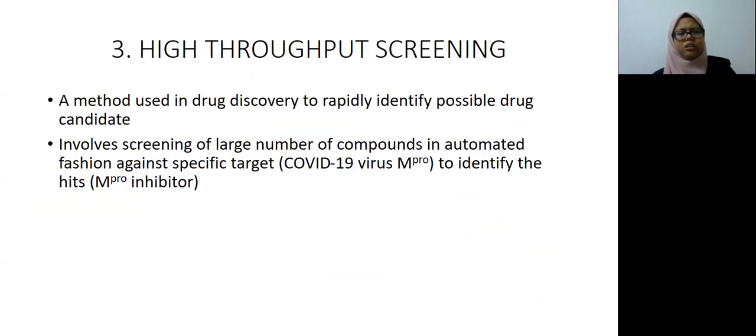Next, we can also use high throughput screening. High throughput screening is a method used in drug discovery in which we can rapidly identify possible drug candidates. This method is a starting point for drug design. It screens a large number of compounds in an automated fashion against a specific target, which is the COF and PRO, to identify the hits. Hits are the compounds that exert the desired effect on the target.